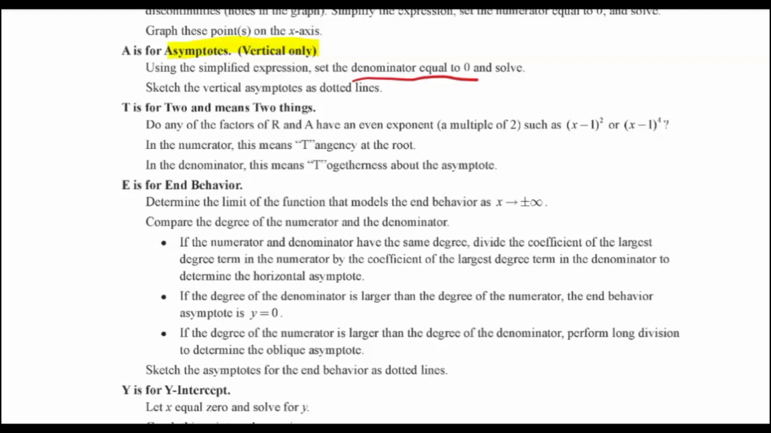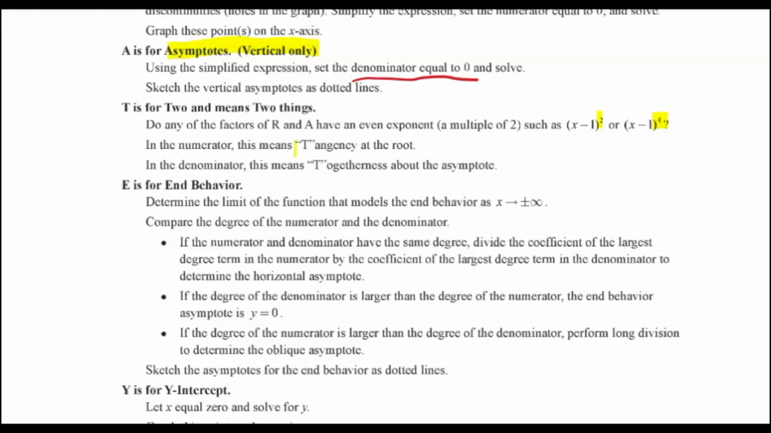Now, when you get to T in Ratey, it stands for two things. What you're going to be looking for is even exponents on the factors. Make sure you realize that is on the factored version, not the original version. So it's almost like the multiplicity that the students learn in previous math courses.